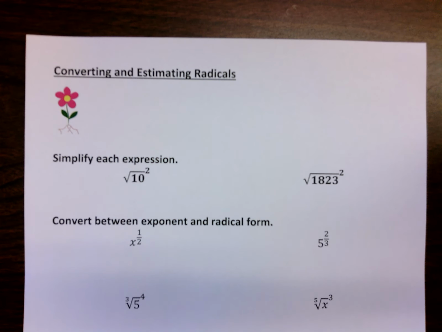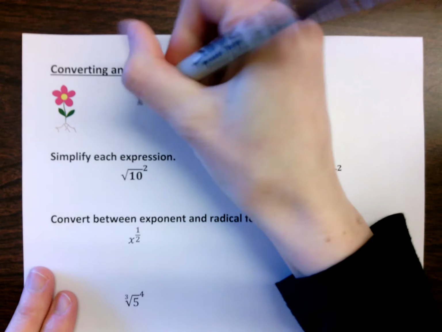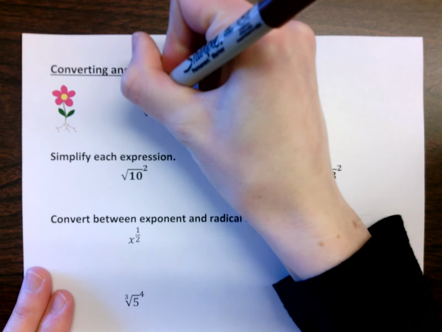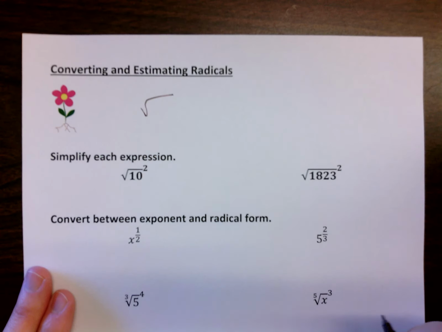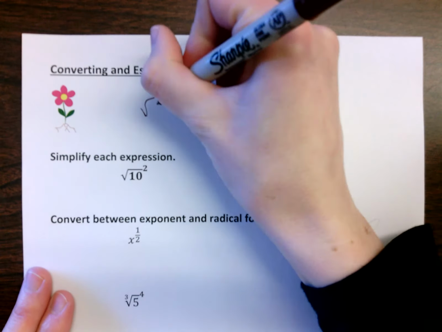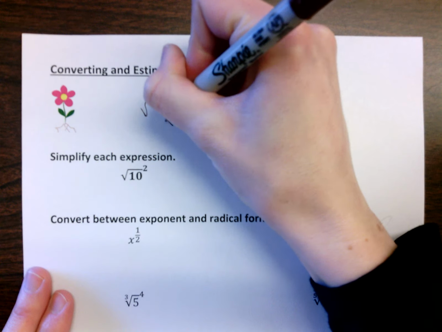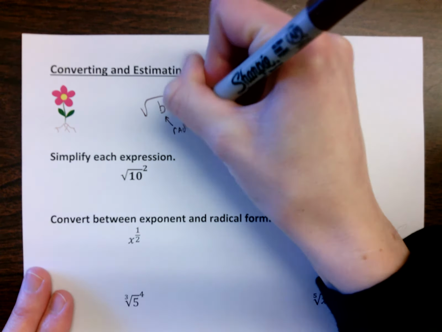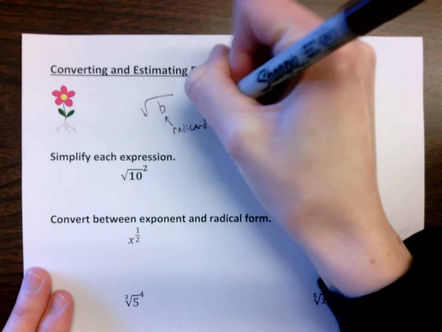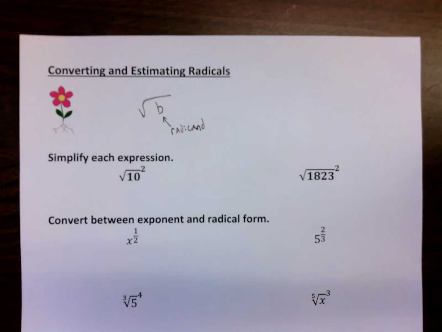So let's start with when we have them in radical form. Okay, so first of all, just a little bit of vocab. So there's my radical symbol. All right, you have a number that goes on the inside, and that inside number we call the radicand. Okay, so the inside number in a radical we call the radicand.